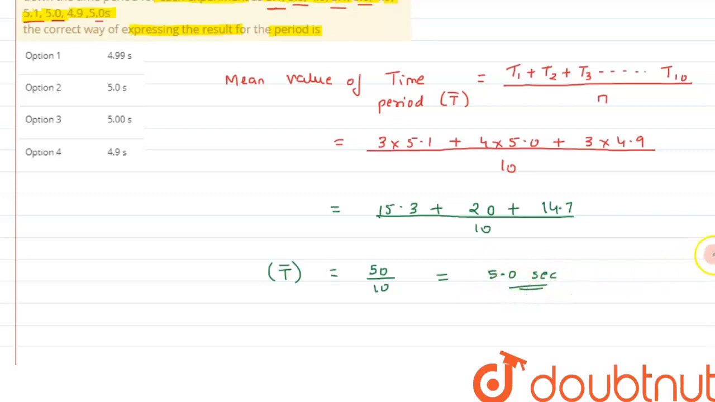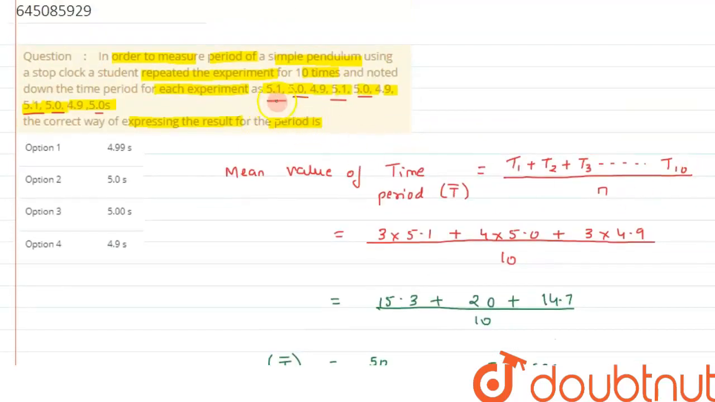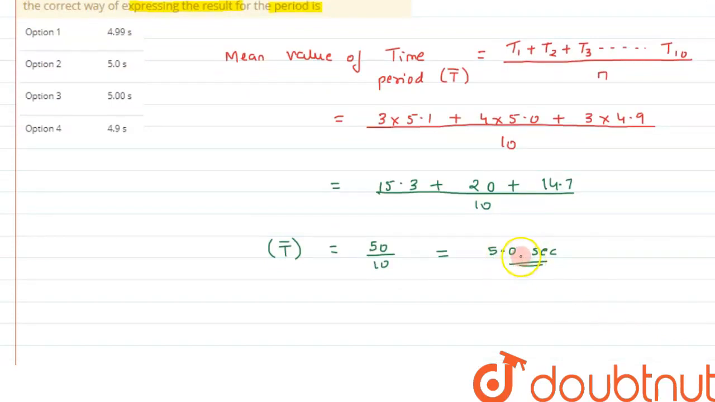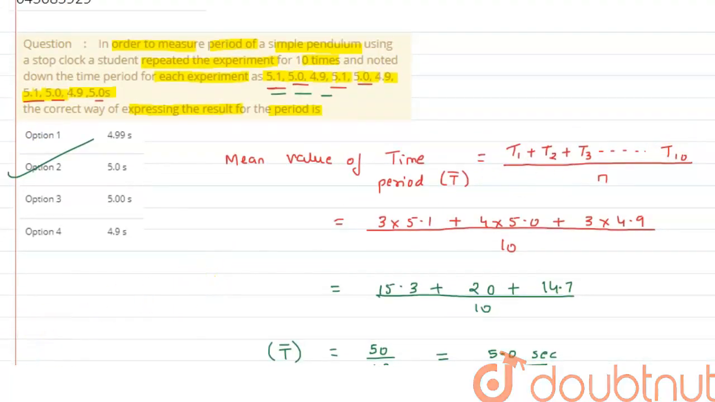Why? Because as we can see in the question, we have been given the individual readings with two significant figures, so we will get the answer in the same number of significant figures. That's the reason we are taking it as 5.0, and this matches option 2. So I hope you have understood the concept, and thank you for watching.